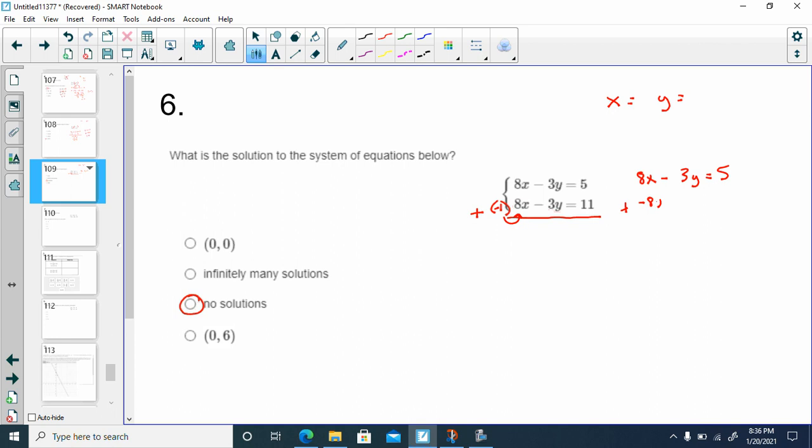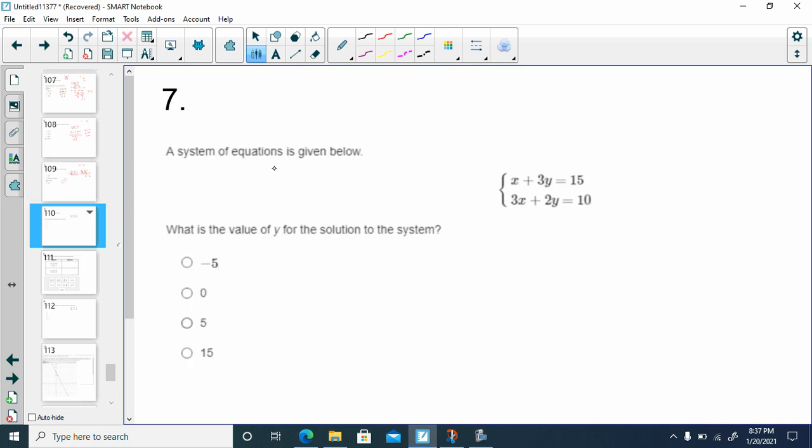That's negative 8x. See, and I'm adding this. Don't forget that. Negative 1 times negative 3y is positive 3y. Negative 1 times positive 11 is negative 11. 8x plus negative 8x gives me 0x, so I'll cancel that one. I've eliminated that one. Negative 3y plus positive 3y gives me 0. I've eliminated that one. 5 plus negative 11 is negative 6. Okay, so I've got 0 equals negative 6. That doesn't make sense, so there's no solutions. You're talking about two lines that are parallel and never intersect.